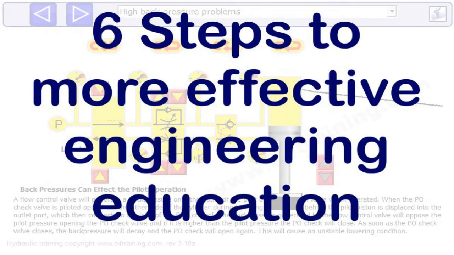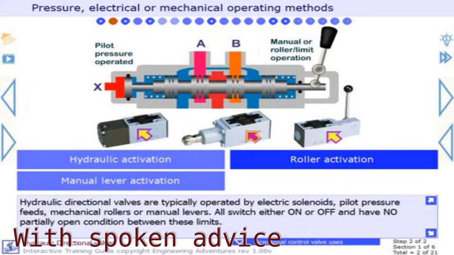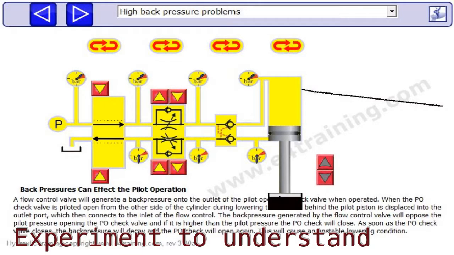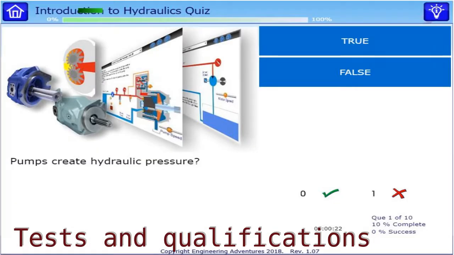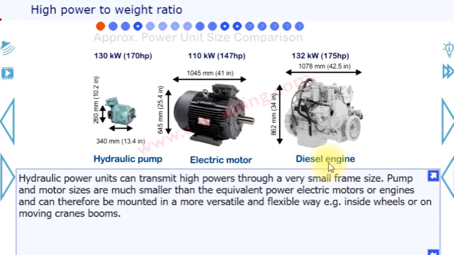What 6 steps for effective engineering education? Watch an example of how these 6 interactive tools are used to help students learn more about fluid power engineering. This demonstration includes a user-controlled presentation, spoken advice, text and video reinforcement, serious game challenges, simulation experiments, and interactive quizzes. So now let's have a closer look at some of the tools we have.